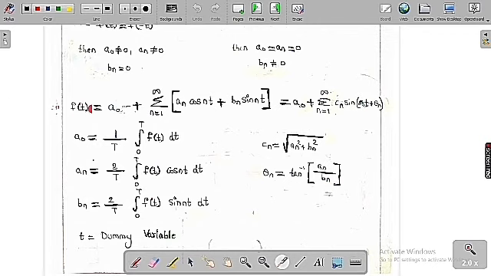So this is the general format, which is f(t) is equal to a0 plus sigma n equal to 1 to infinity of an cos nt plus bn sin nt, is equal to a0 plus sigma n equal to 1 to infinity cn sin(nt plus theta n), whereas cn is equal to the square root of an squared plus bn squared and theta n is equal to tan inverse of an by bn, whereas a0 is equal to 1 by T integration over one time period f(t) dt, and an is equal to 2 by T integration over one time period f(t) cos nt dt, whereas bn is equal to 2 by T integration over one time period f(t) sin nt dt, where t is called the dummy variable. So this is the way you can figure out the coefficients of the Fourier series.